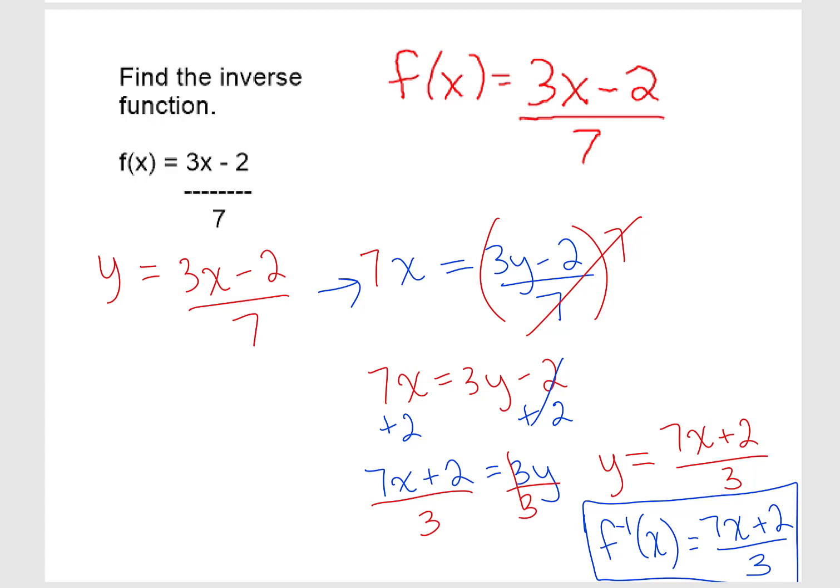I think the biggest part of this one, again, is knowing that you have to switch that x and that y and then solve for y.